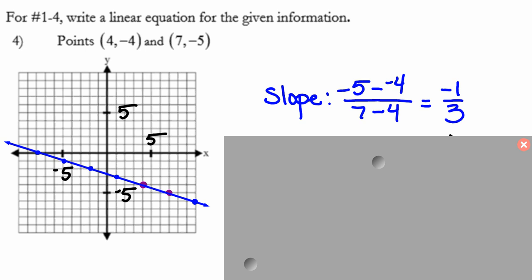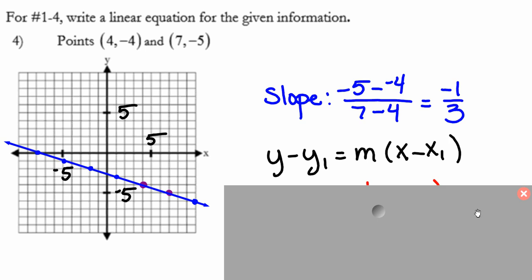Now, looking at the graph, I can see I do not know the coordinates for the y-intercept, so slope-intercept form is not going to be useful. Next best thing, point-slope form. So I could use either of the points to write my equation because I have my slope.